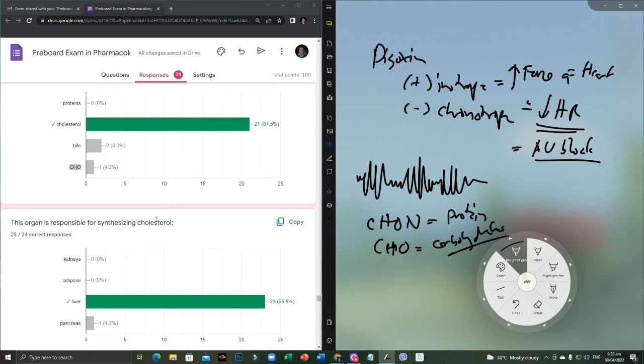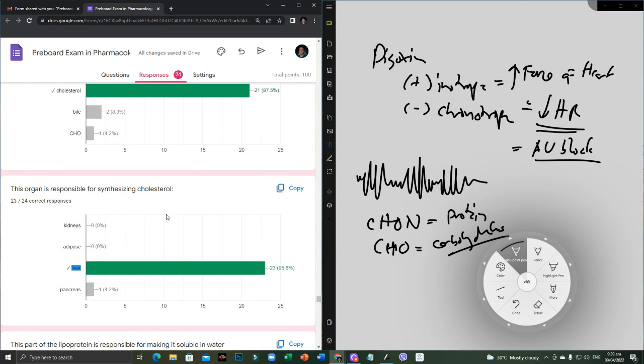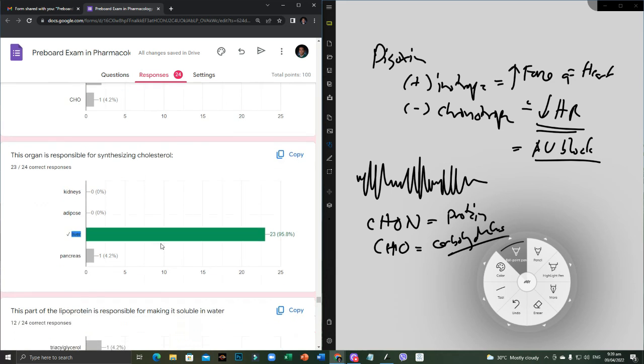This organ is responsible for synthesizing cholesterol. So very good, that's the liver. It's the liver that produces our cholesterol or synthesizes cholesterol.